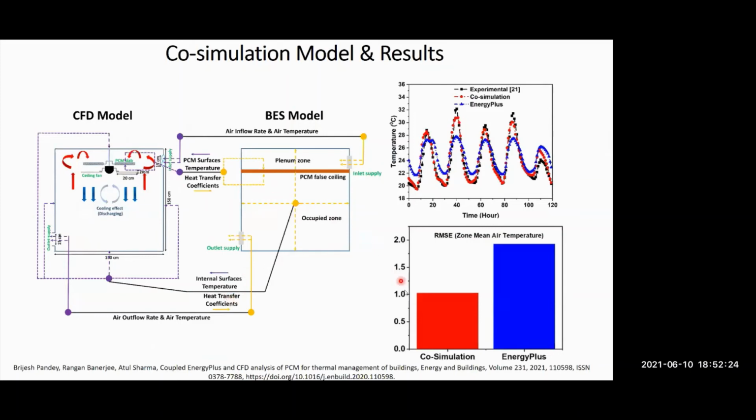And if we see the performance, we can see that in the RMSE, there is a 50% difference. So we can say that co-simulation facilitates a 50% improvement in prediction of the system performance. And this is the temperature performance with the experimental data, and we can observe here that this co-simulation replicates the experimental data better compared to modeling in one simulation tool.